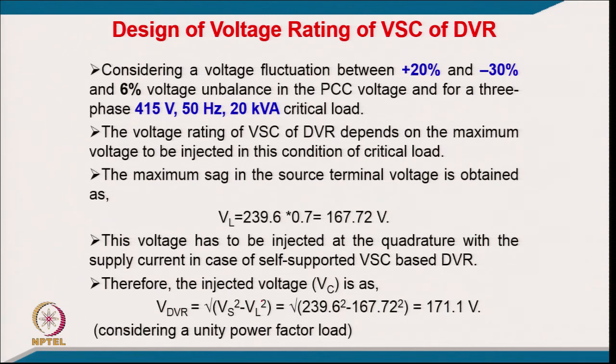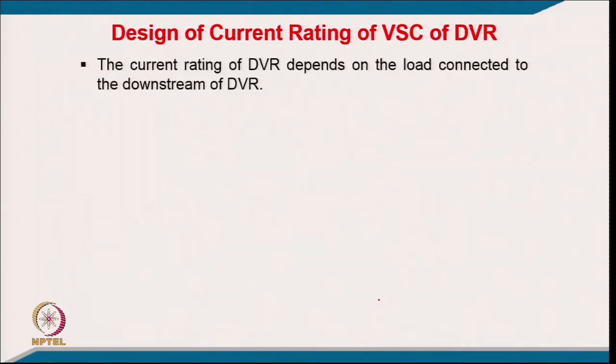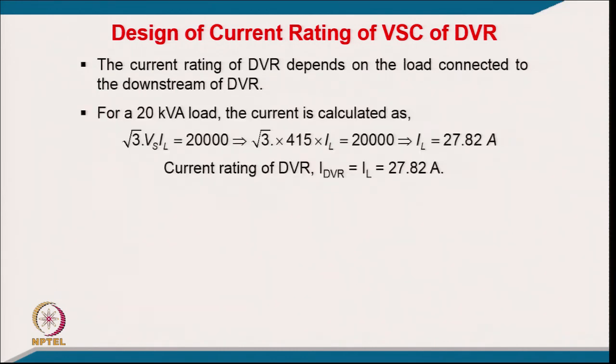So, this is the supply voltage, this is the load voltage, or we want this voltage across the load, but this has gone to sag. So, this is the voltage at which we are injecting in quadrature, because we want it self-supported, meaning we want only reactive power, the voltage to be injected reactively. So, this is the voltage rating of the DVR considering a unity power factor load, for the simplest case, and the current rating of the DVR depends on the load connected downstream of the DVR, or you can say the current rating of the DVR is the same as the load current rating.